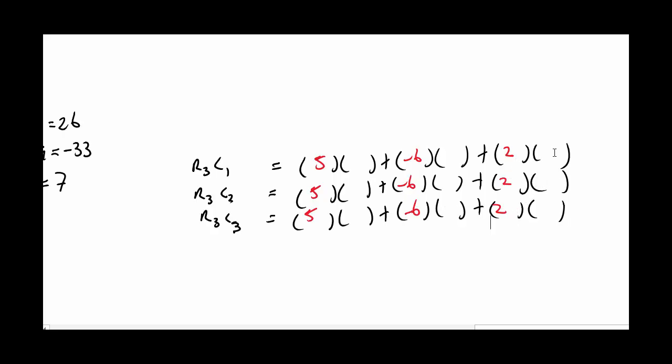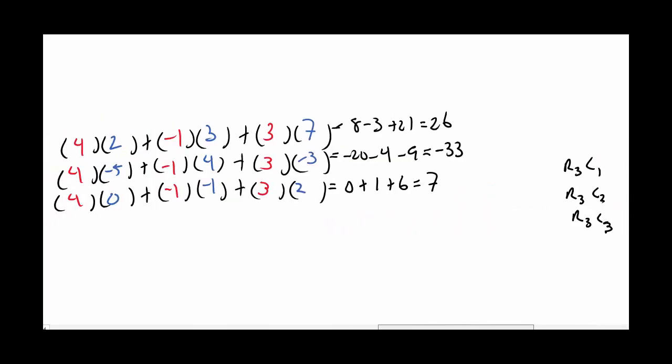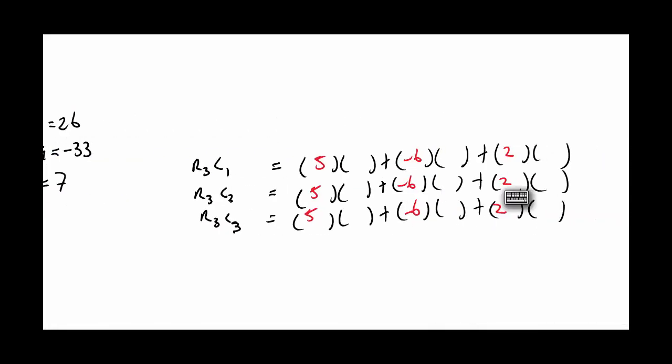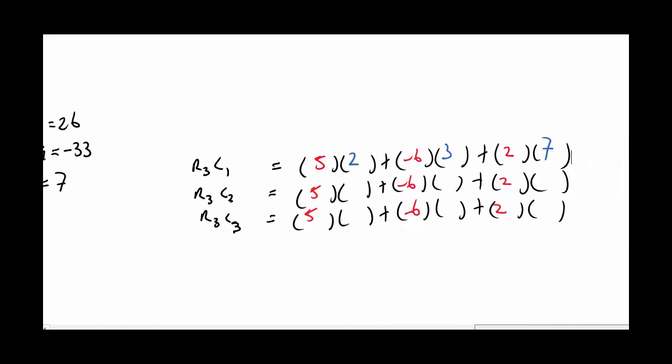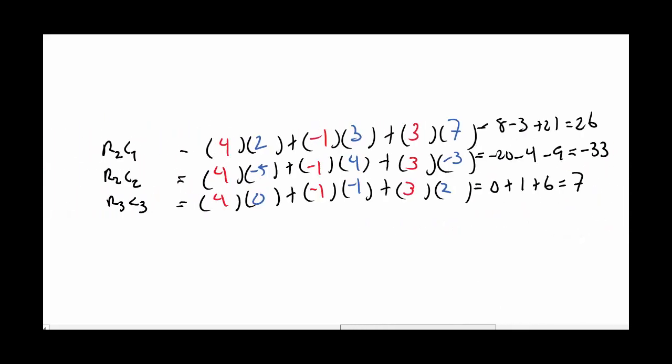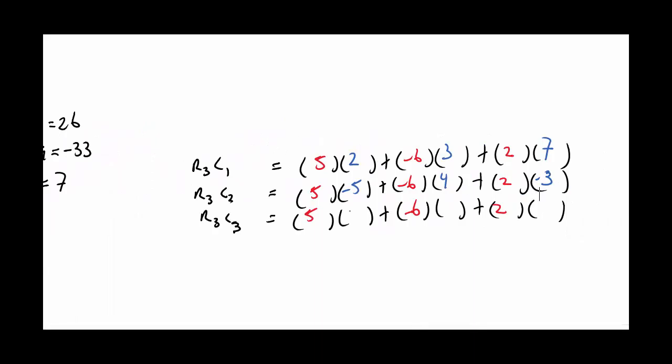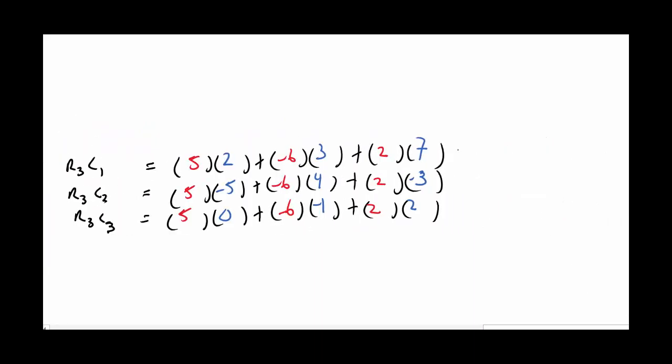And now let's go back and get our column numbers. Let's see, column 1 was 2, 3, 7. So I'm just gonna cheat because it's gonna be the same sets of numbers. So I'm just gonna look at the last problem I wrote. -5, 4, -3. And then 0, -1, 2. All right, so then let's work this out.